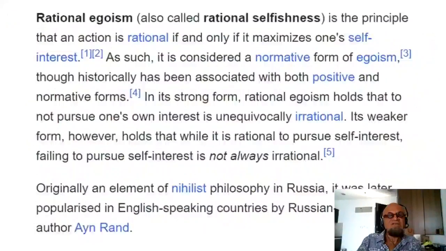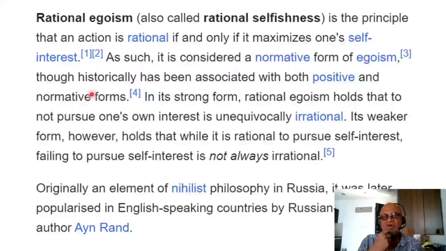Okay, so let's define rational egoism, also called rational selfishness. This is the principle that an action is rational if and only if it maximizes one's self-interest. As such, it is considered a normative form of egoism, though historically it has been associated with both positive and negative forms.